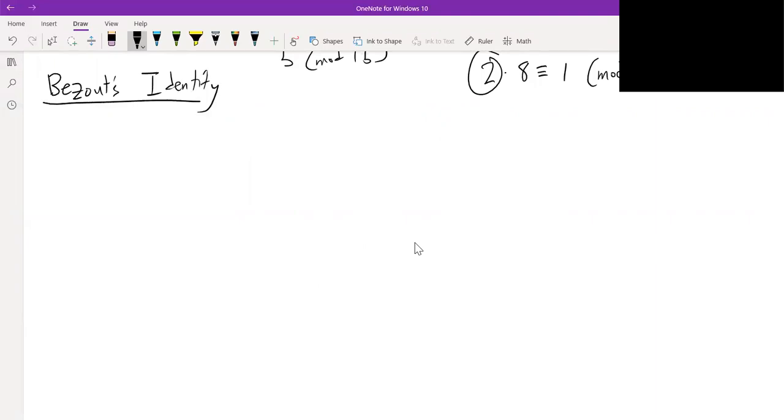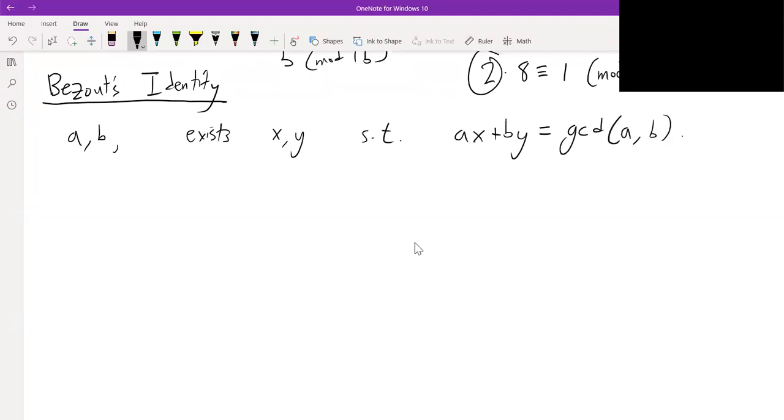Bezout's identity is a theorem that can be proven with construction and some arguments. It states that for two positive integers a, b, there exist two integers x and y, such that a times x plus b times y is equal to the greatest common divisor of a and b. It doesn't tell you how to find x and y, but it tells you that there exists an x and y when you do this.